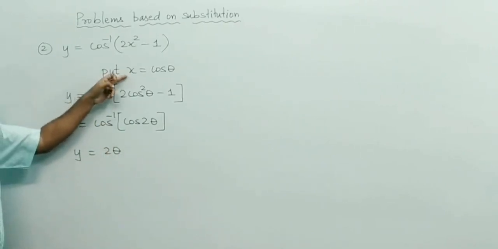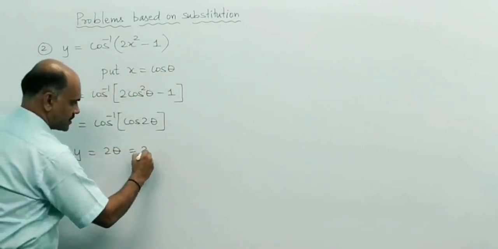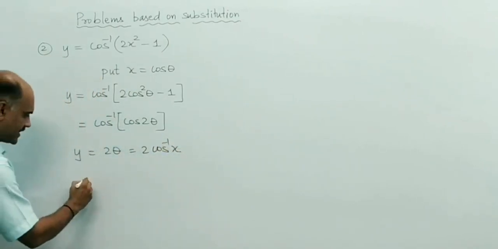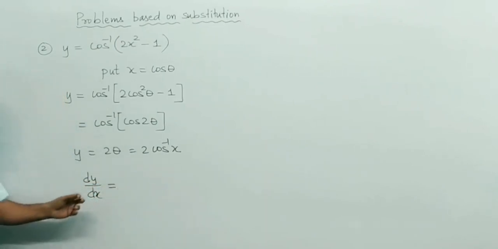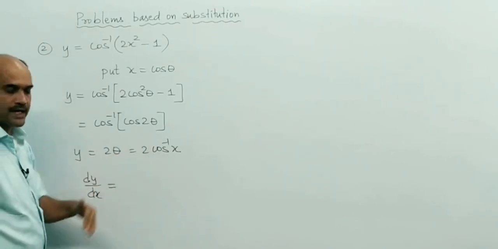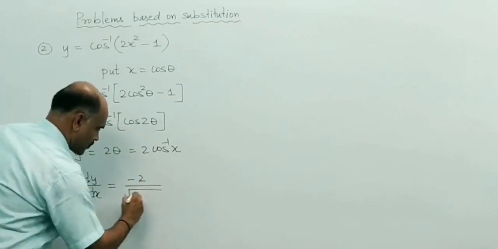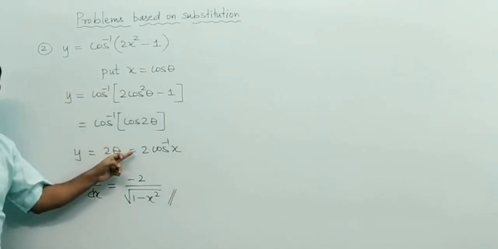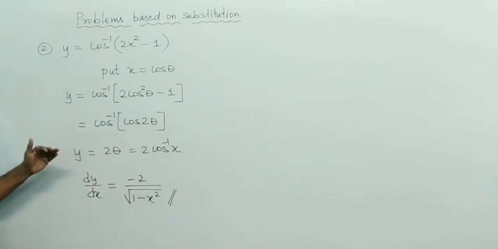Now substitute theta. x equal to cos theta, so theta is equal to cos inverse x. So this is 2 cos inverse x. And now finally differentiate. dy by dx is equal to 2 constant, and the differentiation of cos inverse x is minus 1 by root of 1 minus x square. So you will have minus 2 by root of 1 minus x square. This is the answer. Clear, students?